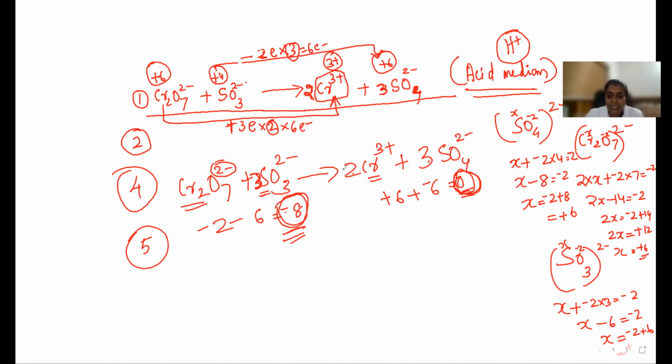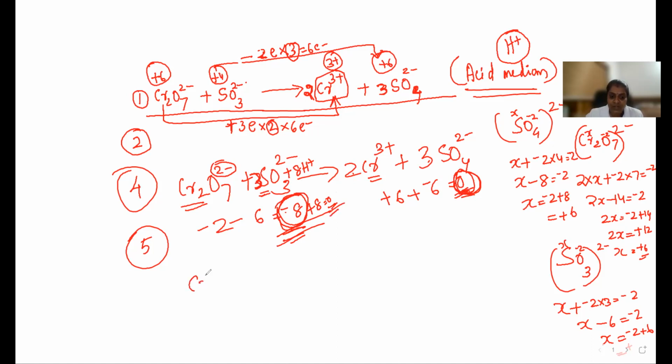Okay, so how many H plus ions do we have to add? Minus 8 it is, so we have to add 8H plus. Then only it becomes 0. So on both sides we are matching the charge equal to 0. This side also 0, this side also the charge equal to 0.